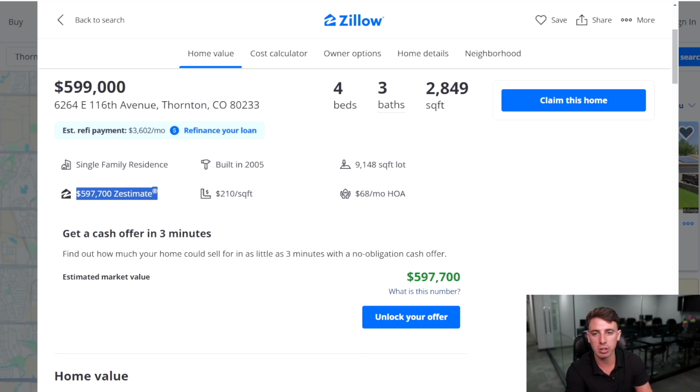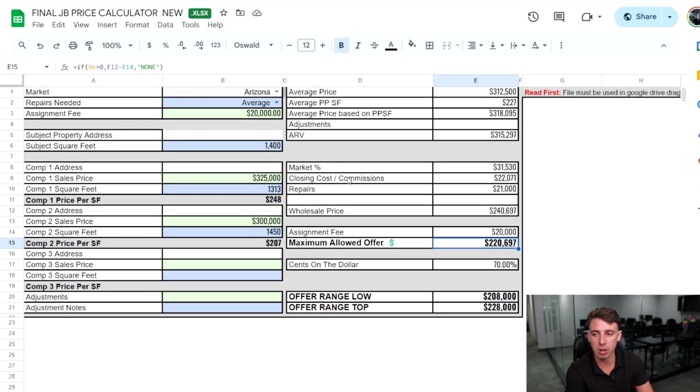What actually goes into a deal is all these costs: the investor's profit, the closing costs and commissions for when they go to sell the property on the market, the repair cost to fix up the property, right? You have to consider all those things and actually do the math like a buyer is going to do when they're looking at the deal.